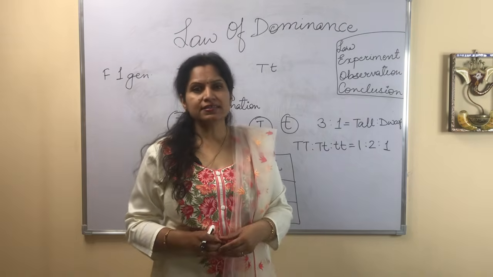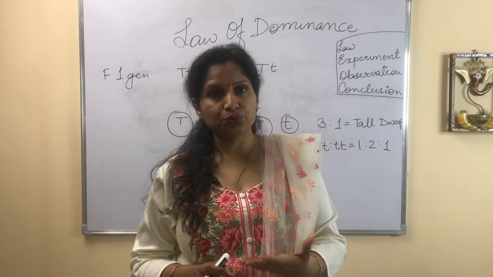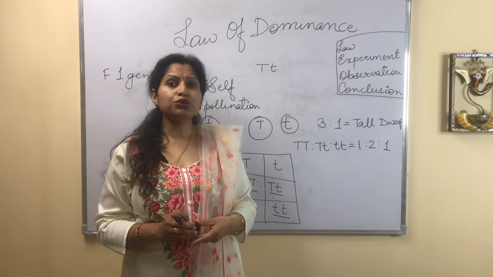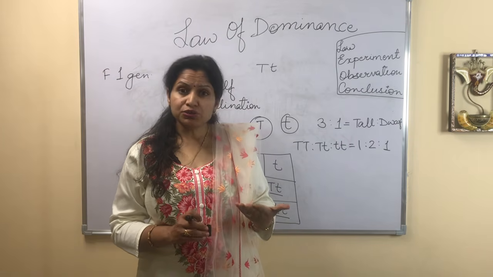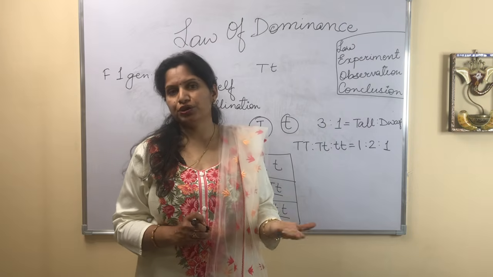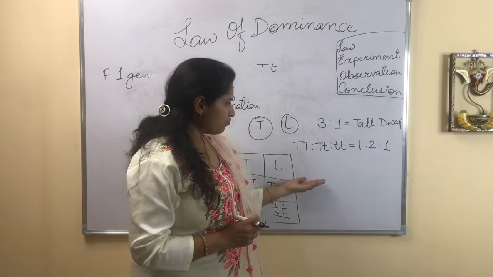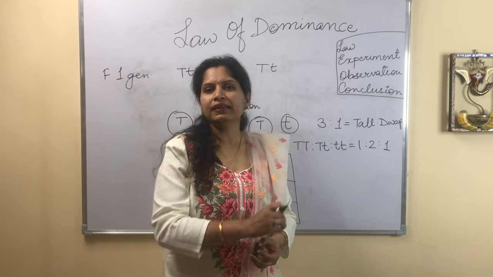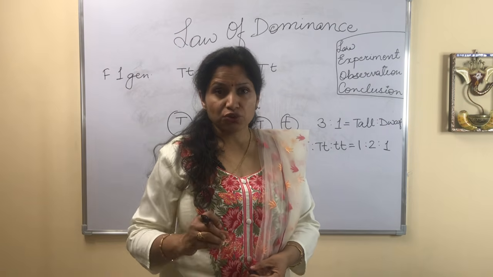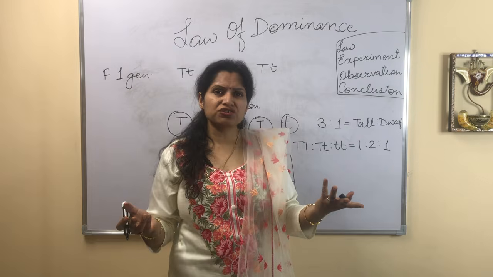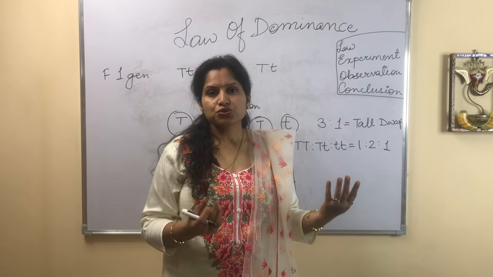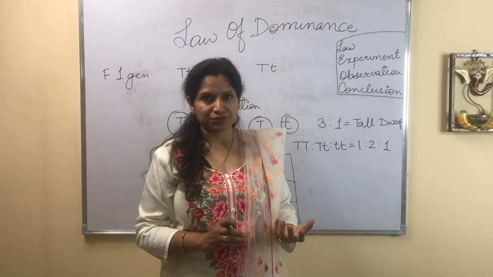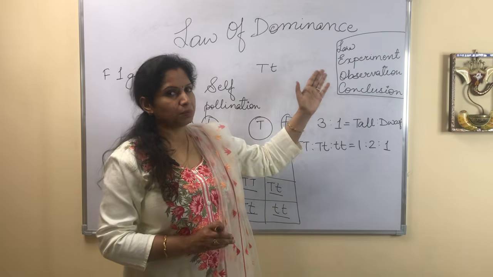Now the last heading is conclusion. What did Mendel conclude after doing all this? Mendel concluded that the tall feature is a dominant feature because it is able to express itself in the F1 generation. But the dwarf feature is a recessive feature because it is able to express itself only in the absence of a tall feature. If a tall feature is there, then the dwarf feature is not able to express itself. So a recessive feature will be able to express itself only in the absence of a dominant feature. Okay, so that was the conclusion given by Mendel.